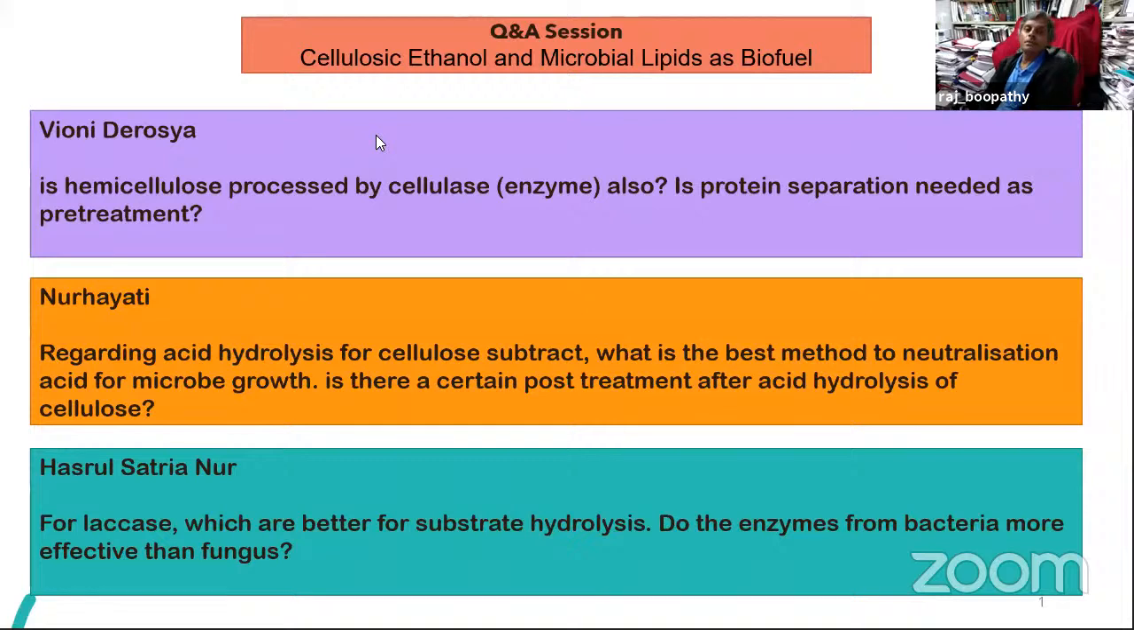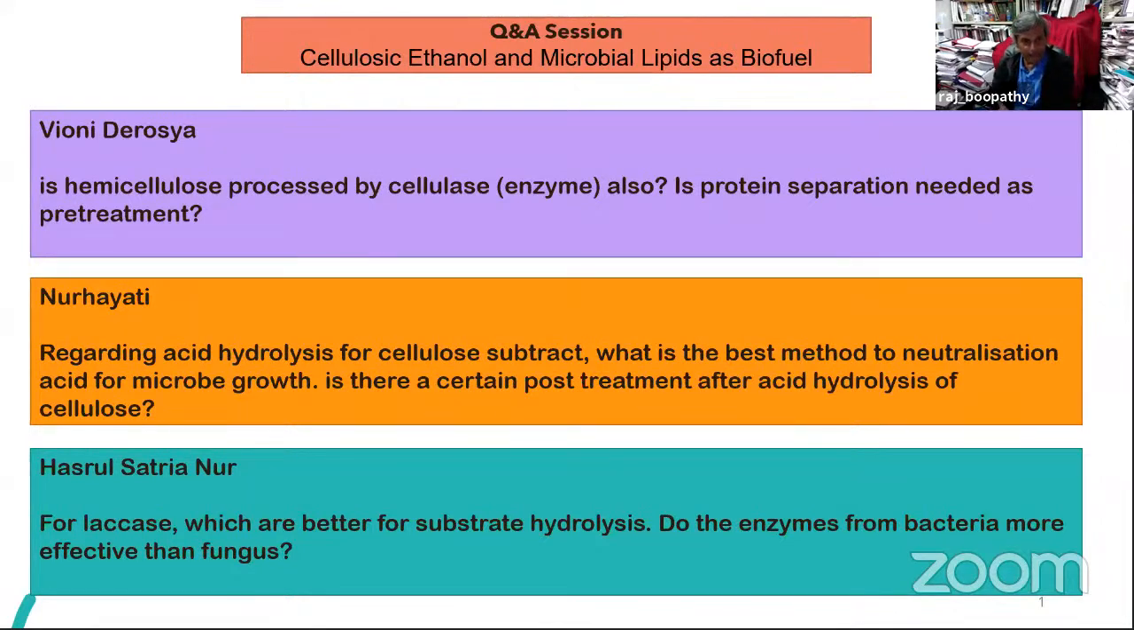Is hemicellulose processed by cellulose enzyme? No, it is processed by xylanase enzyme. It's a totally different class of enzyme. Is protein separation needed in pretreatment? No, there is no protein in this biomass. It's mainly all lignin, cellulose, hemicellulose, and some pectin. I don't think protein separation is needed for this.